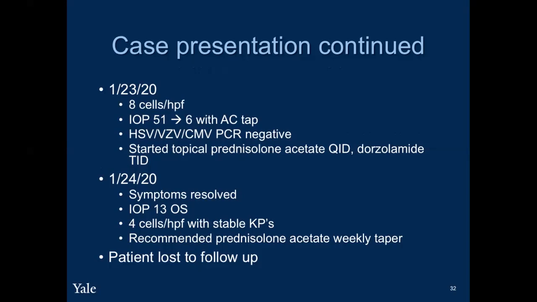The following day, the patient returned to clinic. They reported that their symptoms had completely resolved. Their IOP was 13, and they had trace cell, but it was a little bit better than the day before, and we recommended a weekly prednisolone acetate taper. Patient was supposed to follow up actually 1 week later, but they were lost to follow up.